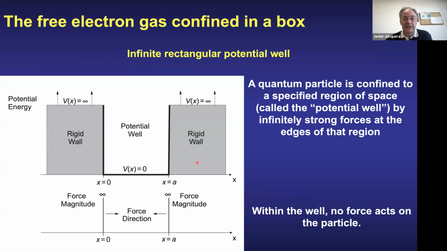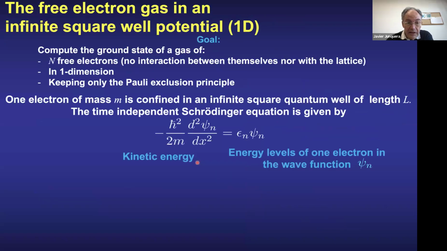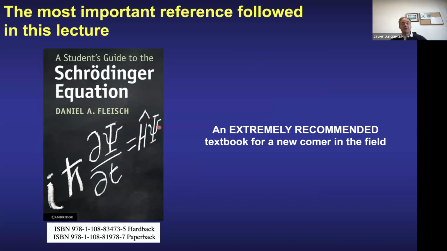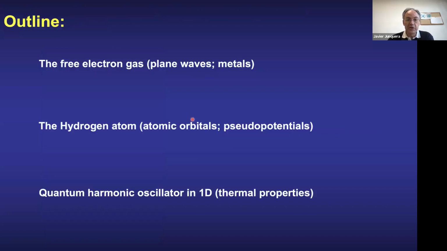Again, as happened last Thursday, I would highly encourage you to take a look at this book by Daniel Fleisch about the basic meanings of the Schrödinger equation. So again, this is a very important and extremely recommended textbook for a newcomer in the field. Okay, so let's go to the first part of the talk, which will be devoted to the free electron gas.